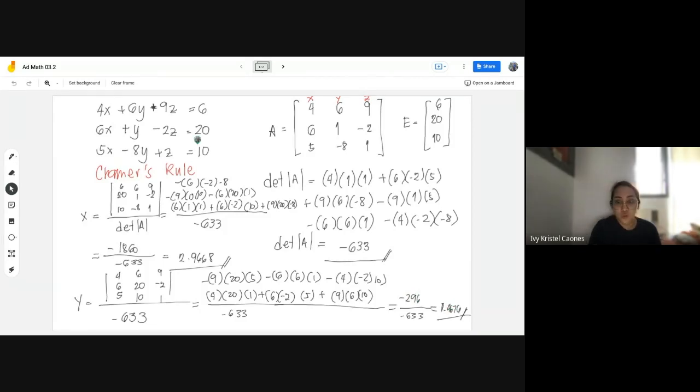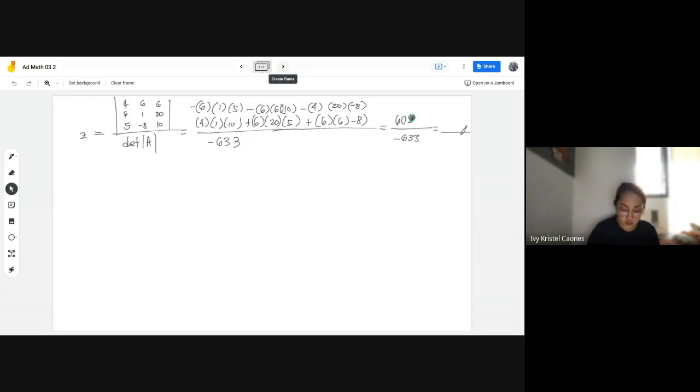So what's the value of Z? Z is yes, negative, and that is 602 divided by negative 633, and that is negative 0.95. So that is how we use the Cramer's rule. Another example, if we have x plus y plus z equal to 2, then 3x minus y plus 2z equal to 4, then 5x minus 2y plus 3z equal to negative 7.